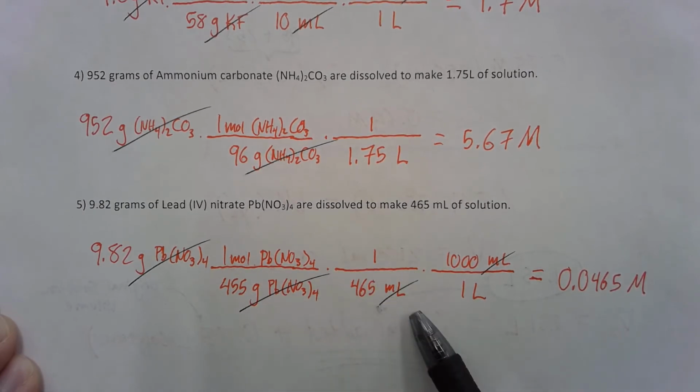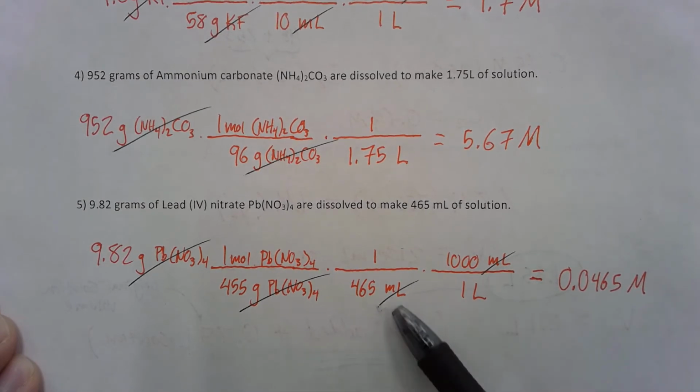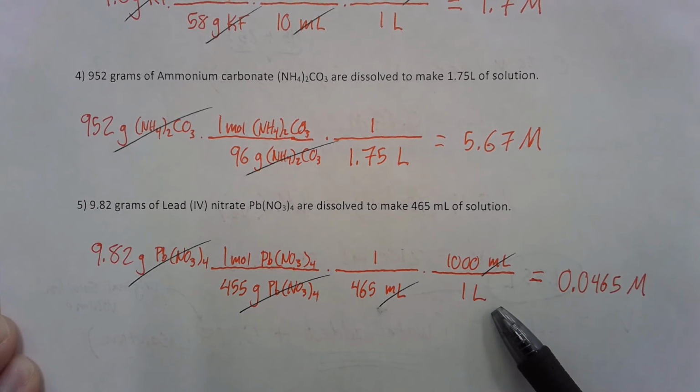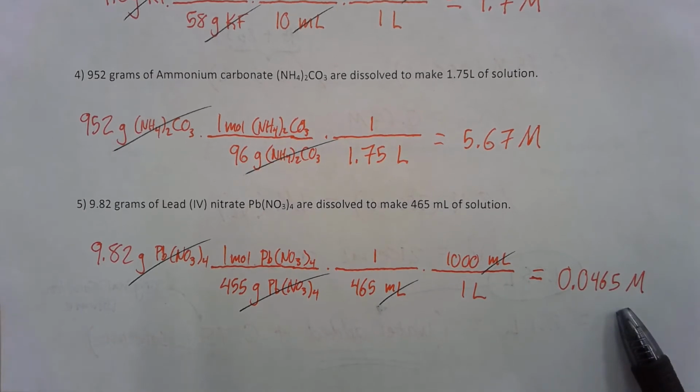Multiply that by the inverse of 465 milliliters to get it on bottom, and then multiply that by 1,000 milliliters per liter to convert the volume unit to liters, and you end up with 0.0465 molar. Alright, this one's a little tricky just because you need to think ahead with the units, right? But you can see that moles and liters do not cancel, and that is a good thing because that is the unit for molarity.